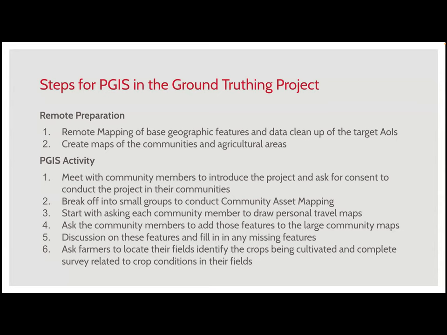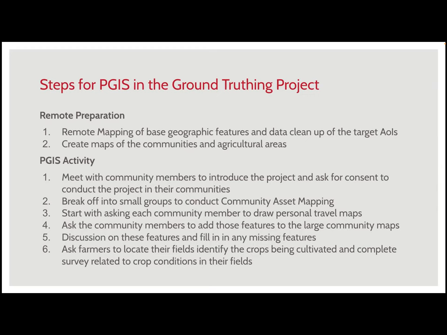But the first step in a good PGIS is to prepare the data. And so if you're in the YouthMappers situation, we love OpenStreetMap, and I personally love OpenStreetMap. And so the first step for me always is to look at OpenStreetMap and clean up the data for the target area where we're engaging a community, or create more data in that community if it's undermapped. Once that is done, we will create maps of these communities and the surrounding agricultural area and print them out to be used in our PGIS activity.